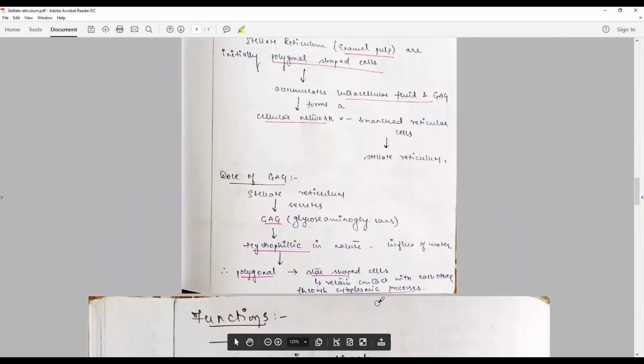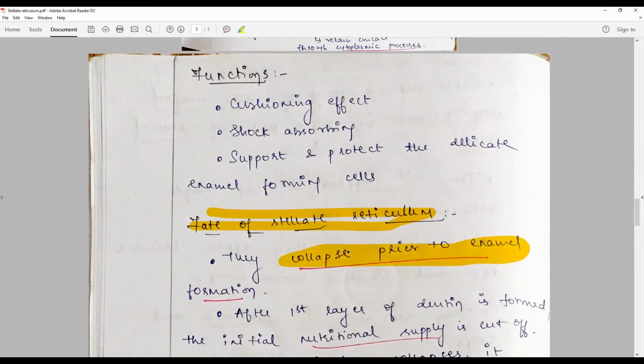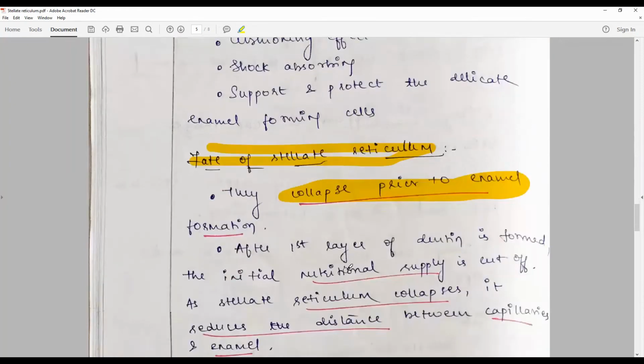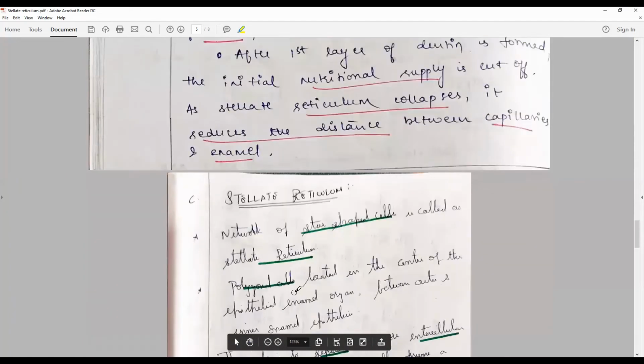All same stuff in different exams, so don't forget, and the fate of stellate reticulum is an important aspect. They collapse prior to enamel formation because the nutrition stored by this is exhausted. After the first layer of dentin is formed, the initial nutritional supply from adjacent cells is cut. So they start to collapse and reduce the distance between the capillaries and the enamel.